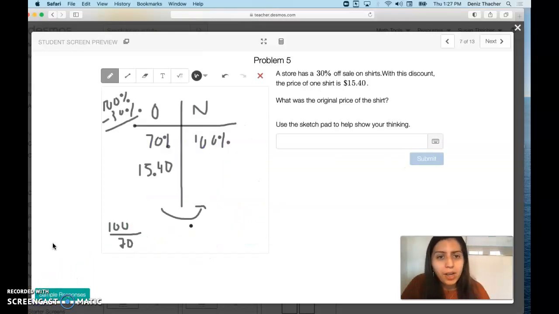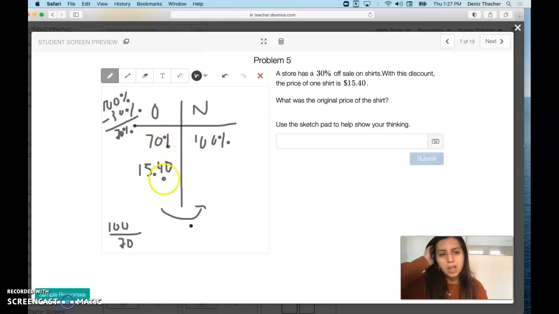Problem 5. A store has a 30% off sale on shirts. With this discount, the price of one shirt is $15.40. So we're looking for the original price of the shirt. So our original values, or our old values, are what we've been given. If there's a 30% off sale, that means that we would subtract 30 from 100 to get 70%. So our old price this time is going to be that 70%. Our new price is going to be the 100%.